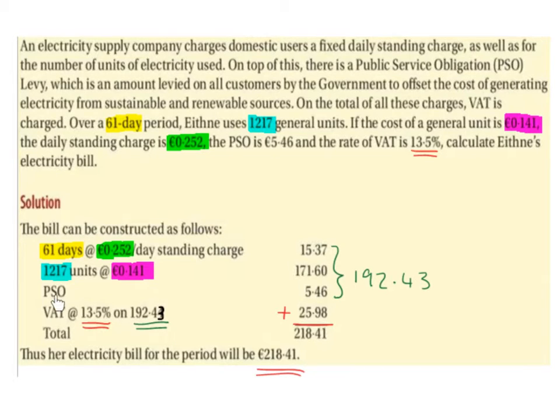Then we have to pay VAT at 13.5% on the 192.43, so on this amount of these added together, just the first three, and that ends up being €25.98. Then we add the four amounts together to get 218.41. Thus her electricity bill for that period will be €218.41.